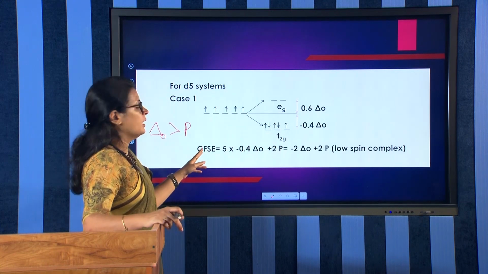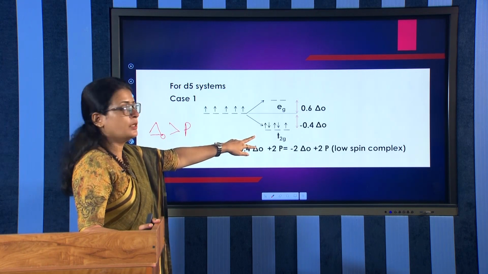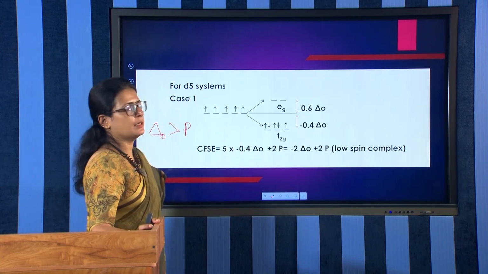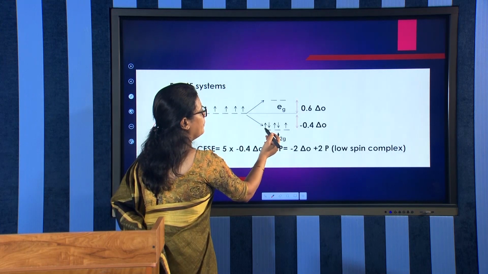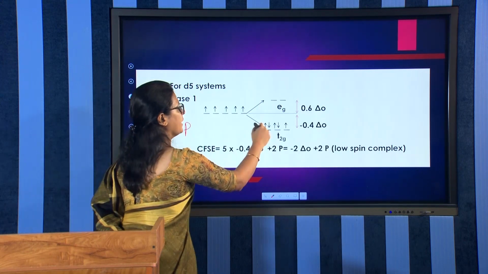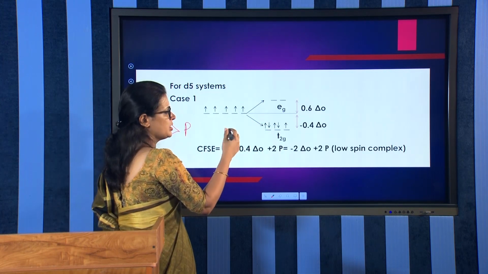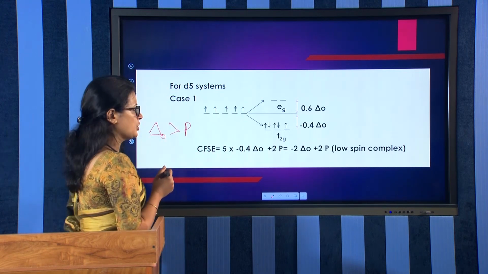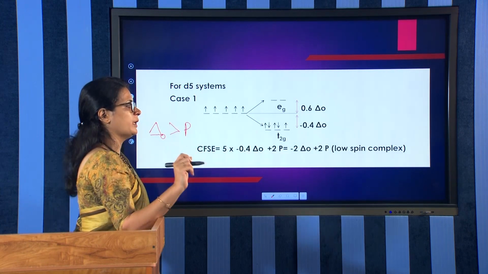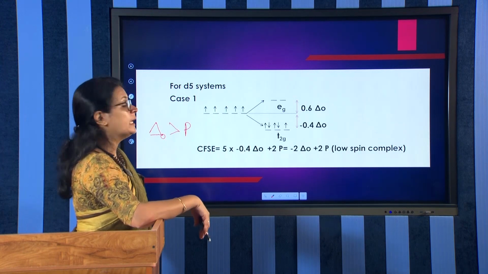And now while calculating the crystal field stabilization energy, you can count the number of electrons in the T2G set, that is 5 into minus 0.4 delta O plus 2 pairing energy, because 2 of them are being paired here instead of going to the upper state. They are being paired, and this much energy has to be overcome, or we have to add this much energy along with the crystal field stabilization energy, and you get the value as minus 2 delta O plus 2 pairing energy. The complex is a low spin complex, right, and this is the case 1.